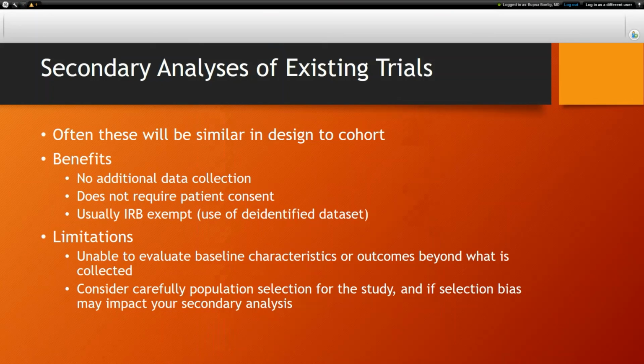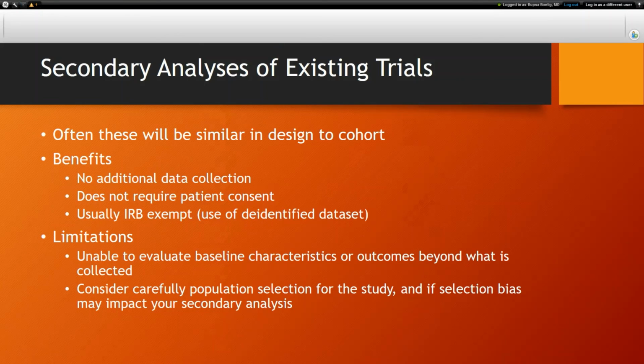The main point to think about when you're doing a secondary analysis of a trial is you have to think about who was included in that trial. Was there selection bias? Often your research question in your secondary analysis might not even be related to what the outcome was that they were looking at, or the study population that they were looking at.